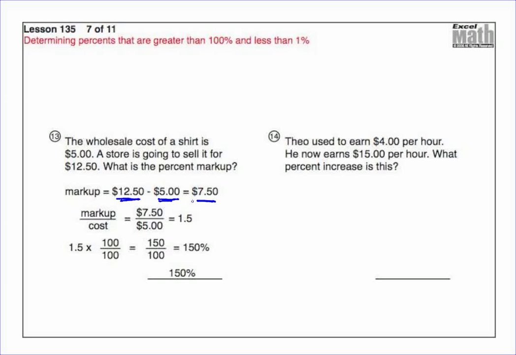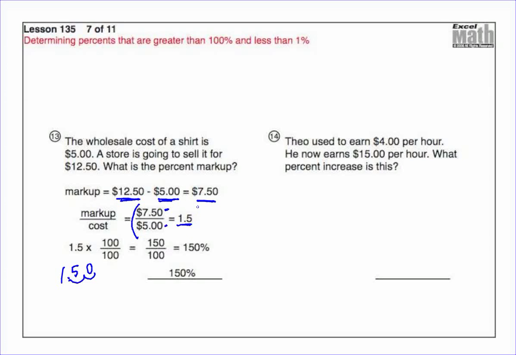And then we're going to make this into a fraction. They raised the price $7.50, and the original price that they paid for it was $5. So their markup is 1.5 because $7.50 divided by $5 is, $5 goes into $7.50 one time, and 0.5. And so what's the percent for that? Now move the decimal point over 2 spots, 1, 2, and the markup is 150%.